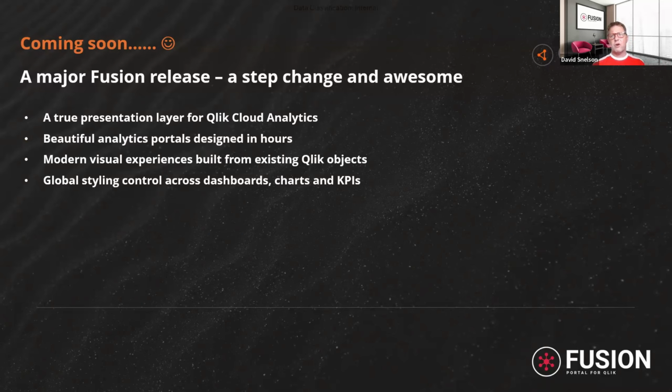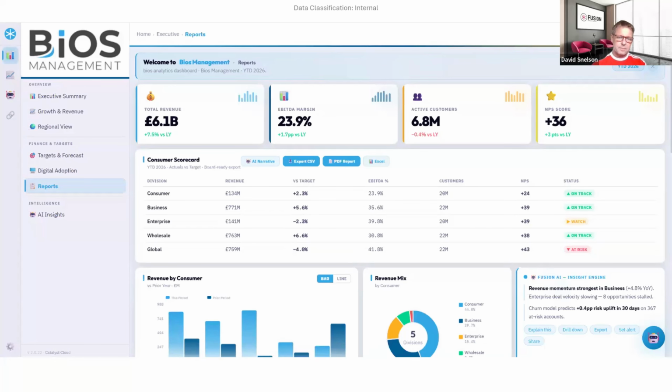And as Jess said, we've got that global styling control across dashboards and charts. So if you wanted to make an adjustment to every single chart in a dashboard, you could just pick the theme editor, select the changes you want to make, and they all globally update in one go. A fantastic saving over the native Qlik functionality. And this is what it looks like.